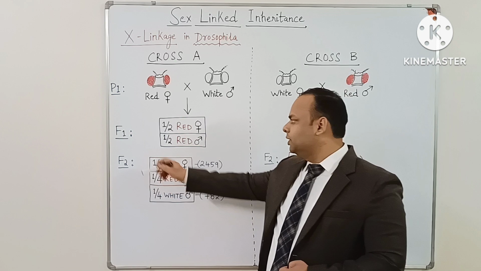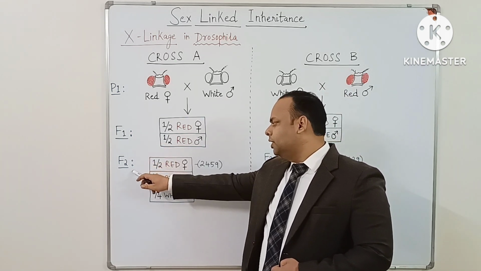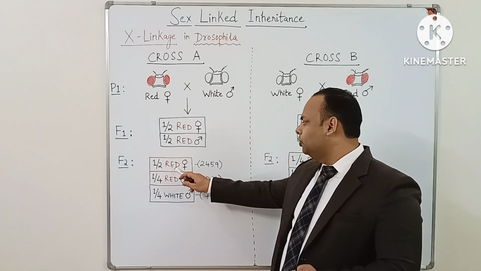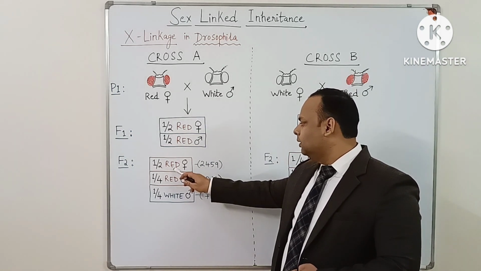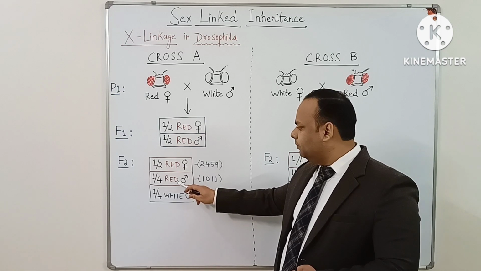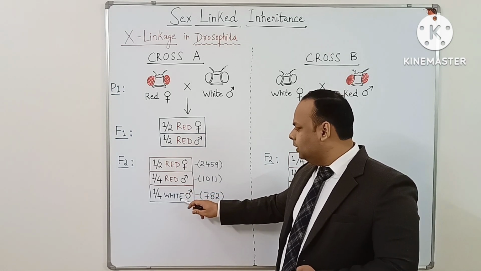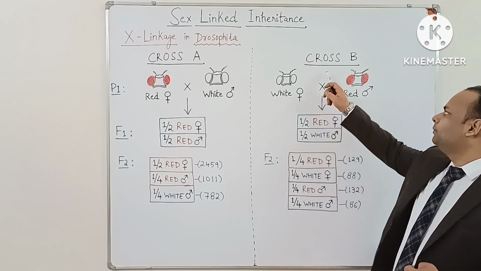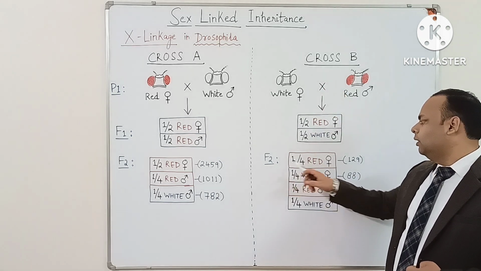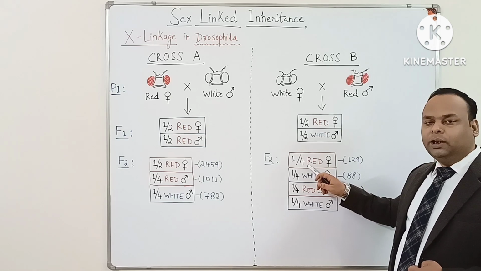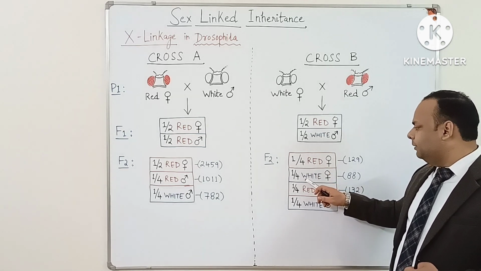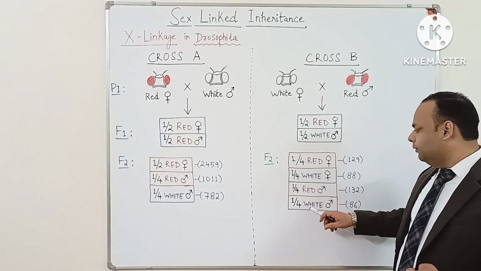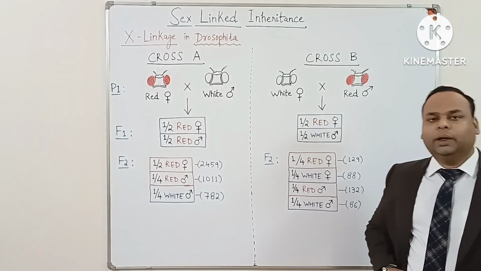When this F1 generation is self-fertilized, F2 generation is obtained, where in the case of cross A, half of the progeny was red-eyed female, 1/4 was red-eyed male, and 1/4 was white-eyed male offspring. Whereas in the case of cross B, in F2 generation, 1/4 progeny is red-eyed female, 1/4 is white-eyed female, 1/4 is red-eyed male, and 1/4 is white-eyed male offspring.